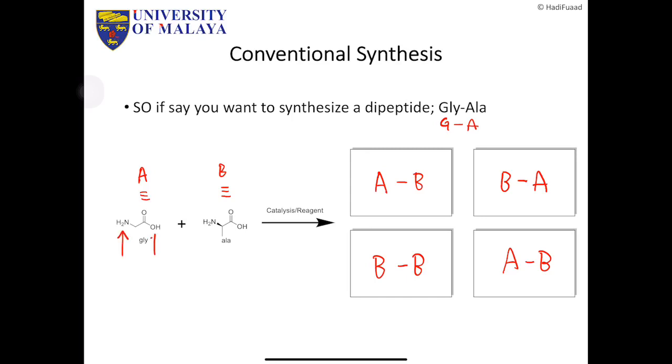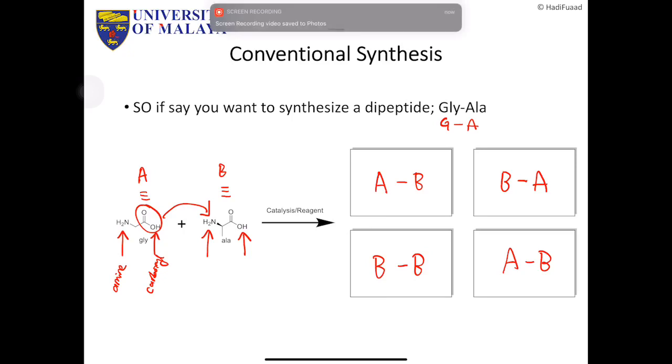because at the end of the day, if you look at your amino acid, all of them have two similar functional groups. There's an amine and then a carboxyl. So you can have multiple reactions. You can have the carbonyl group from A reacting with the amine group from B. You can have the carbonyl from B reacting with the amine from A. You can have the carbonyl of one molecule of A reacting with the amine group of the same molecule of A.